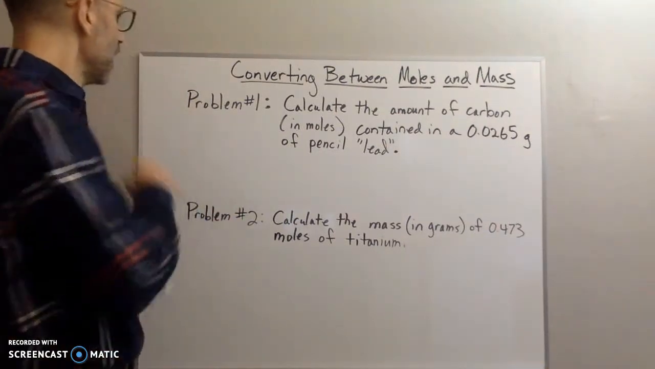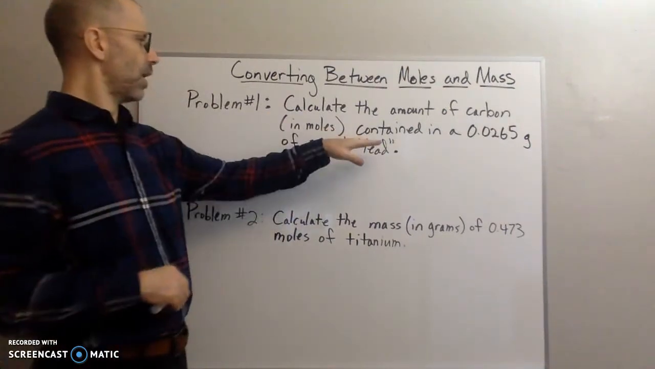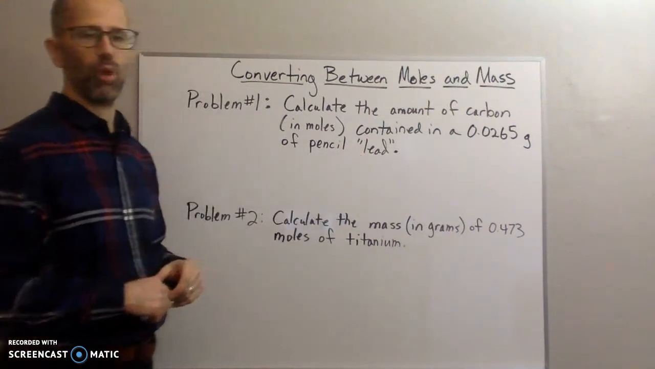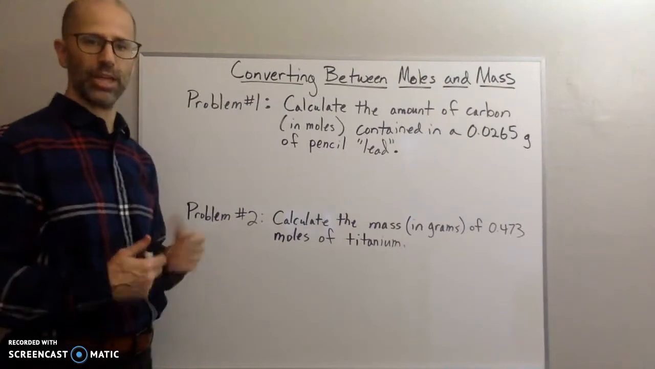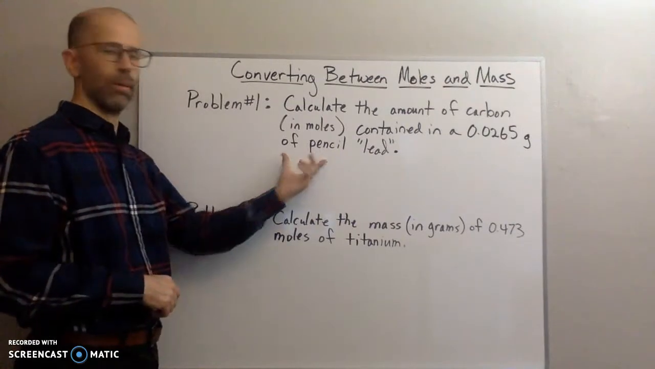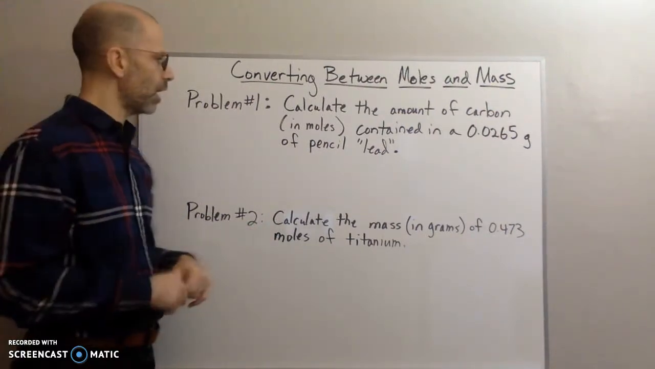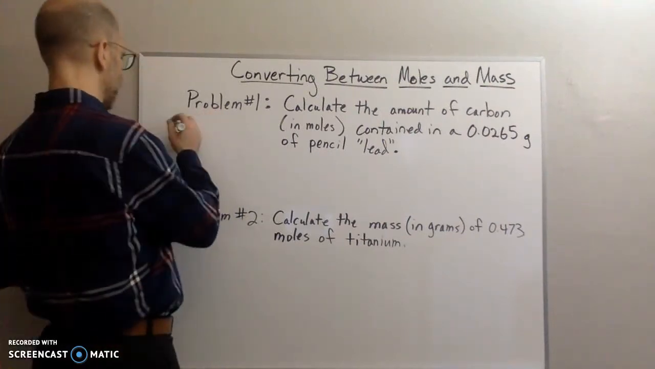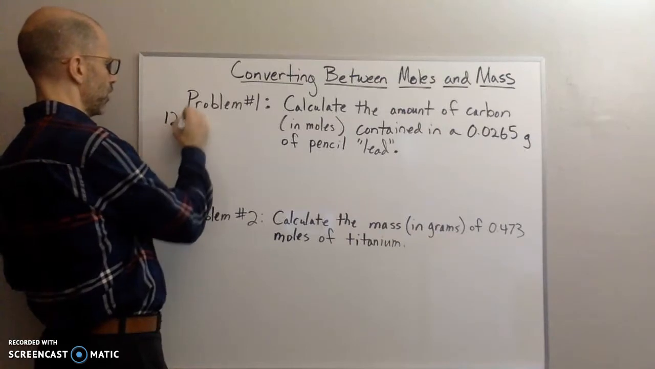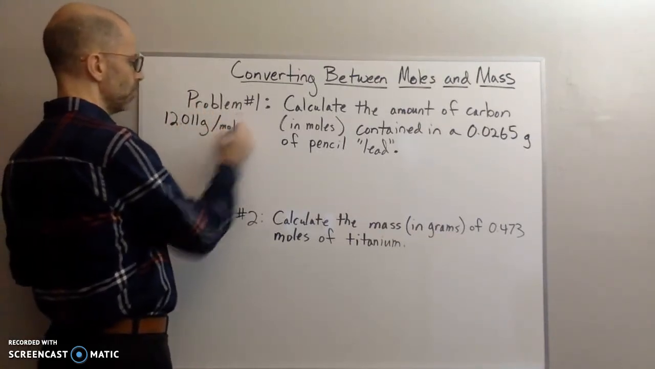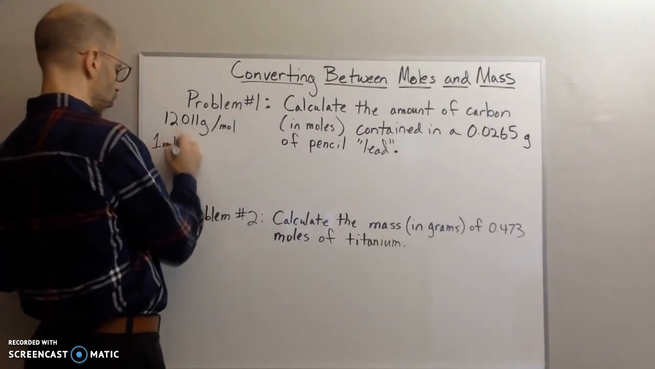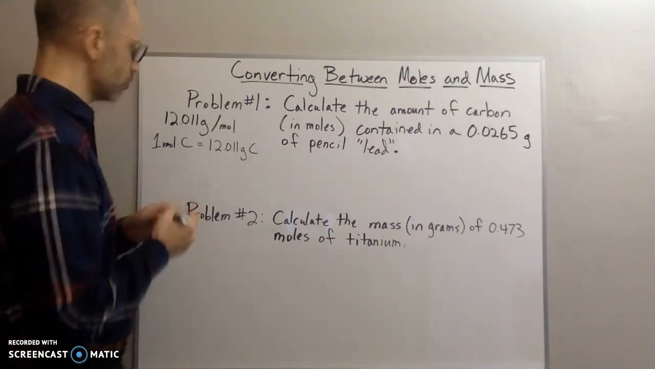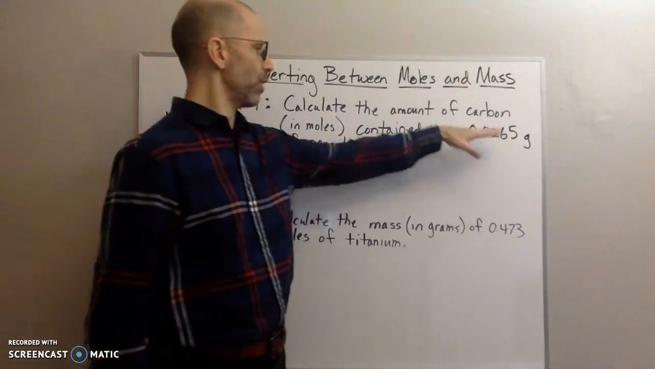The first problem is: calculate the amount of carbon in moles contained in 0.0265 grams of pencil lead. Lead is in quotes because it's not real lead, it's called graphite. It's actually a form of carbon. So in this problem, we're going to assume it's pure carbon, and we are going to be using the molar mass of carbon. The molar mass of carbon is 12.011 grams per mole. What that means is that 1 mole of carbon is equal to 12.011 grams of carbon. They're giving us a mass and they're asking for moles.